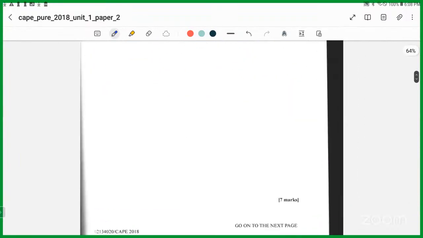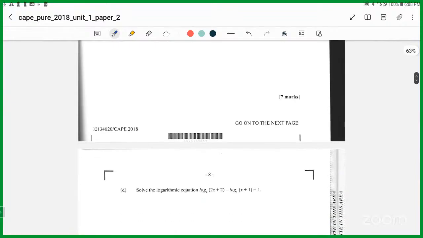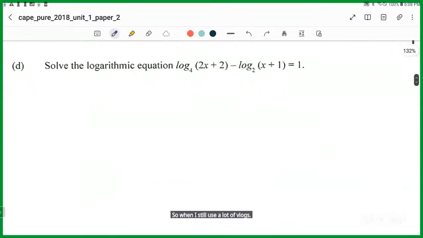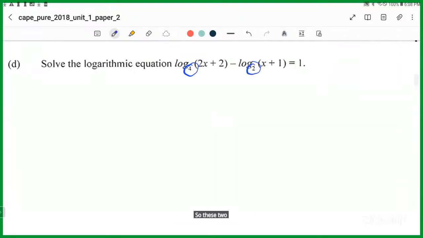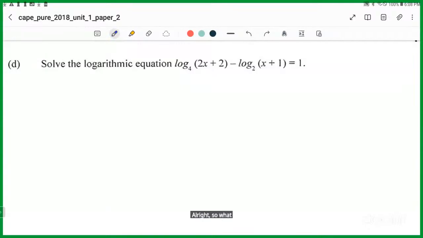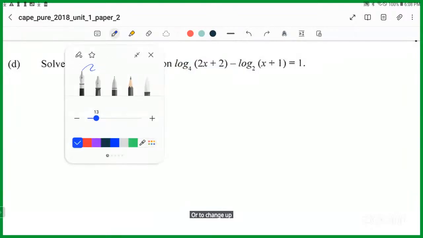I gave the advanced students 1C. I also gave you 1D. Even though this has a change of base law that is not under admaths, it's just one additional thing. So I want to still use the laws of logs. These two things have 2 different bases, and I must do logs with the same base. So what we're going to do is a change of base law for this one and bring everything to base 2.